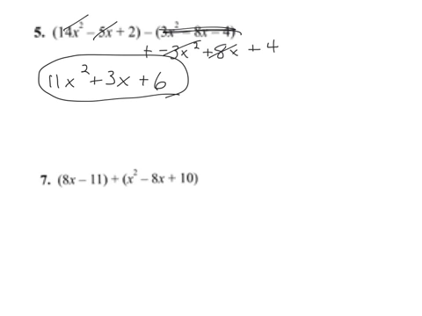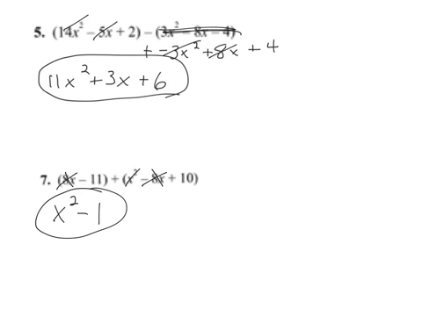On 7, this one here is an addition one, so we can jump right to combining like terms. So looking at 7, I'm looking for the largest exponent, and so we just have x squared, nothing goes with it. We can't combine it, so it's just x squared. I have a positive 8x and a negative 8x. Well, positive 8x and a negative 8x equals 0. So I'm just going to get rid of those. Negative 11 and a positive 10 would give me minus 1. So my answer for number 7 is x squared minus 1.